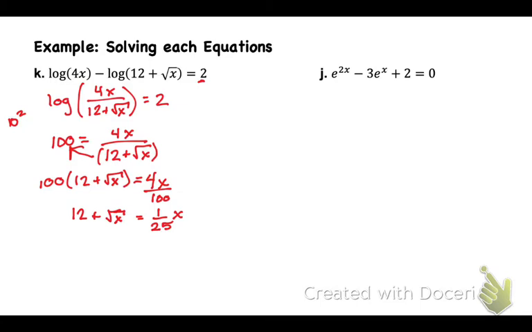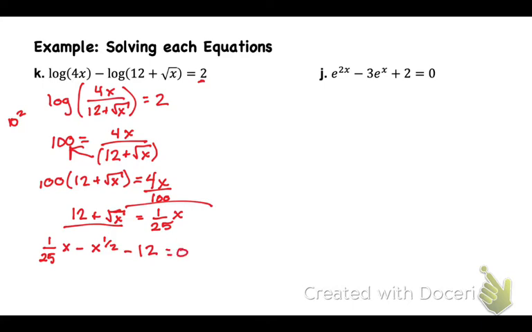Okay. We've got a problem, right? We've got a square root and we've got an x. I'm going to leave it there. I'm going to move all this over here. And I have 1/25 x minus x to the 1/2 minus 12. Yes? Equals 0. Yes.